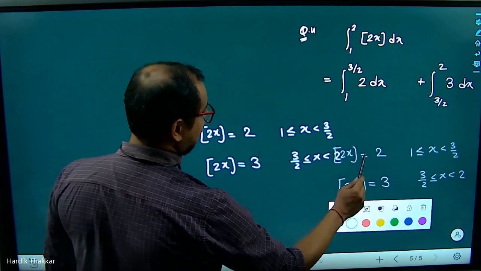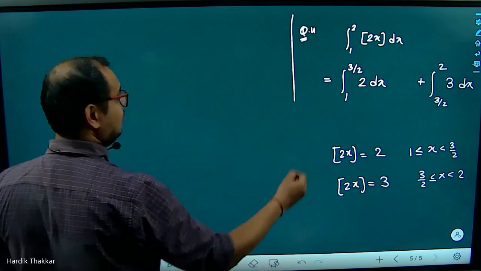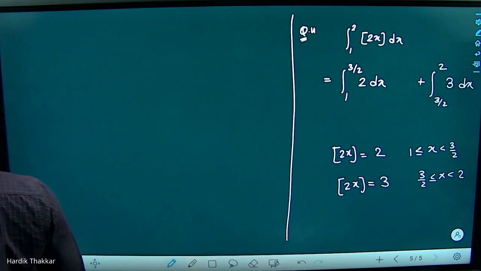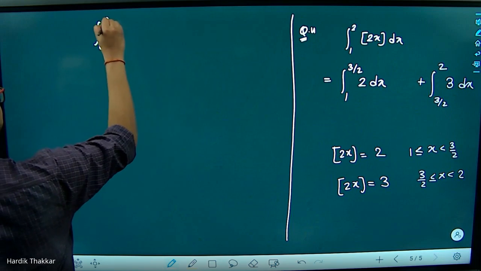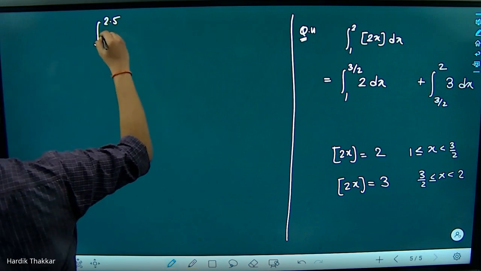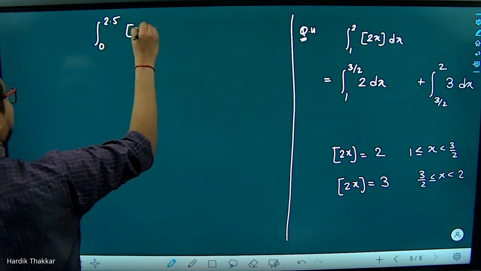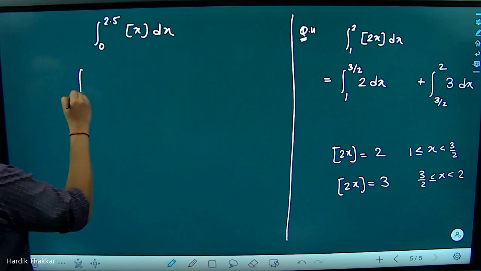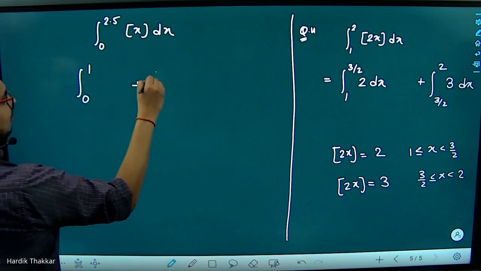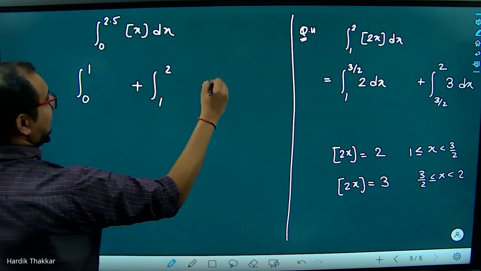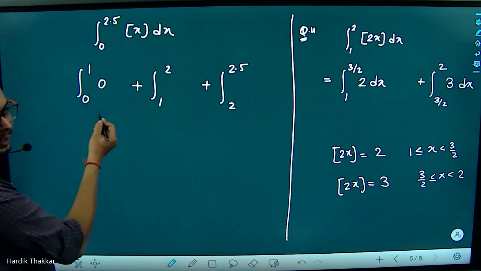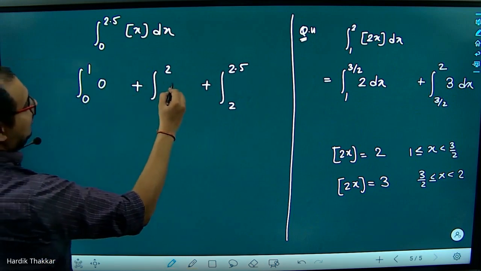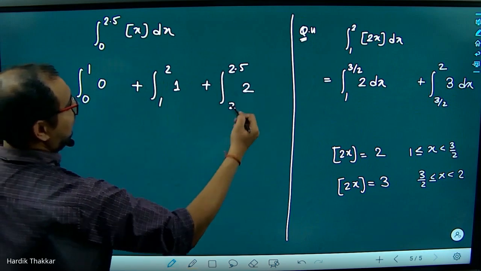Now let's check the next question. It is simply the greatest integer of x. In these types of questions you will not face that problem, like integration from 0 to 2.5 of greatest integer x dx. These types of questions are simple. From 0 to 1, the next interval is from 1 to 2, the next from 2 to 2.5. For this interval we directly write 0, for the next interval we write 1, and for the next we write 2.